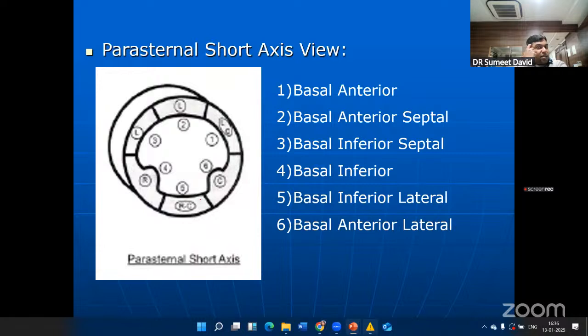This is the short axis in which you can see the basal anterior part, right? Basal anterior septal part, right? And then you can see the basal inferior septal part, the basal inferior and basal inferior lateral, and the basal anterior lateral.